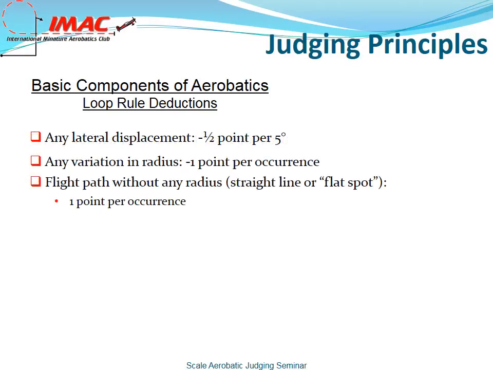Flight path without any radius, a straight line or flat spots, will result in a 1-point deduction per occurrence. Take a look at this example. This is the flat spot, exaggerated for illustration.